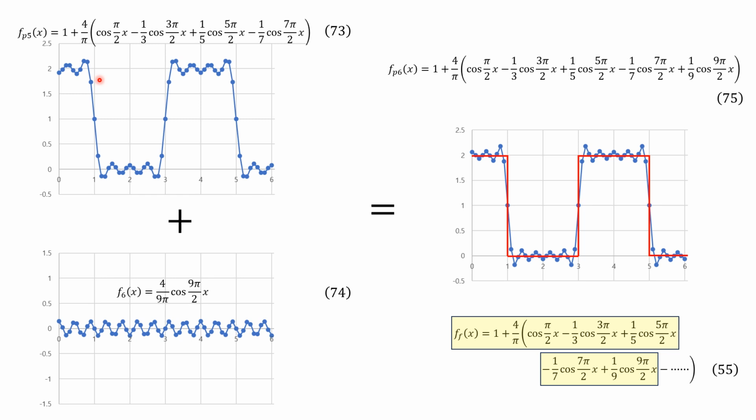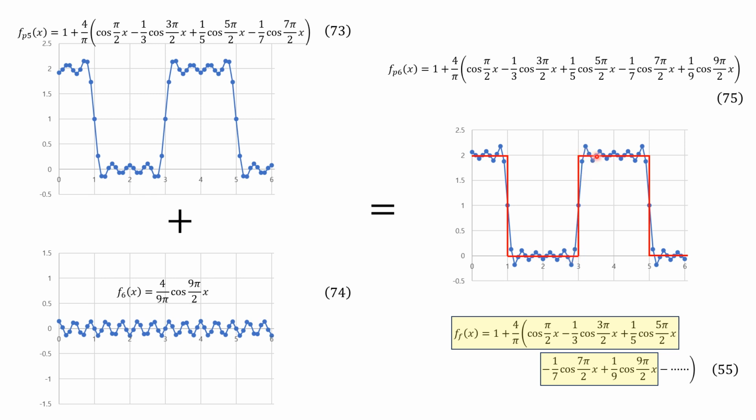By adding equation 74 to equation 73 obtained previously, the sum fp6 of up to the sixth term of Fourier series equation 55 can be obtained as equation 75. If equation 75 is graphed, it becomes the blue line in the picture on the right.